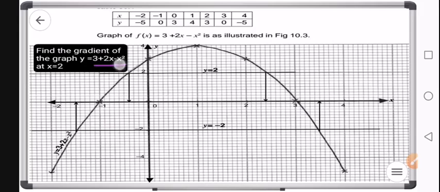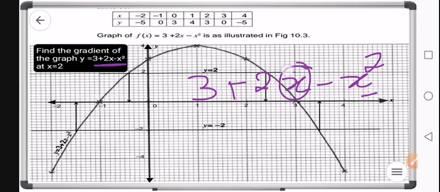We have this equation: 3 plus 2x minus x squared. What are we going to do now? We are going to drop the powers. This is the method of dropping the powers. You are going to first remove the constant, then also remove the power on x, so you'll be left with something like 2 minus x squared.